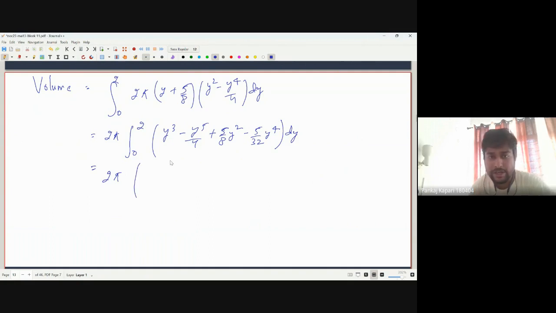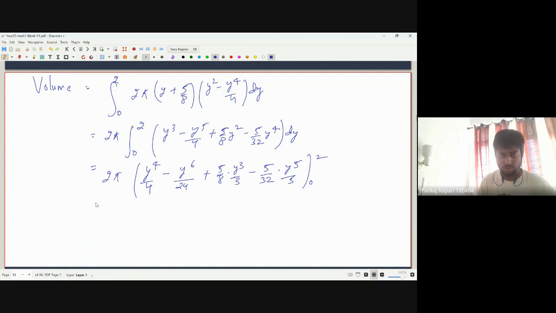So what is the integral of this whole quantity? If you integrate y cube, you have y to power 4 by 4. Integrate y to the 5, you have y to power 6 by 6, then you have 24. And plus 5 by 8 times y cube by 3, minus 5 by 32 into y to the power 5 by 5, right? And you have to take limits from 0 to 2.